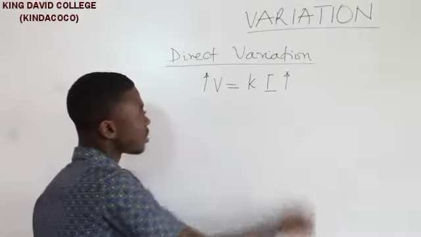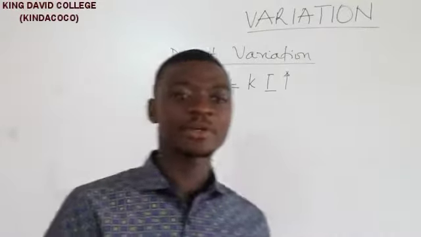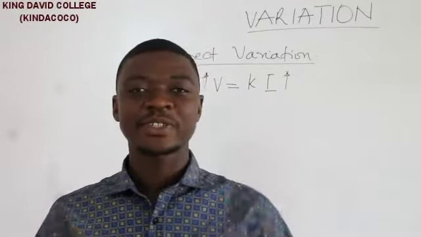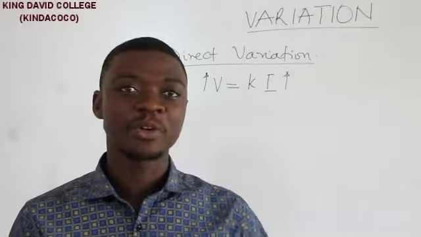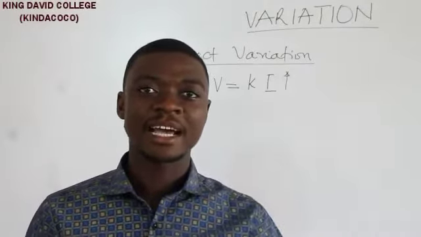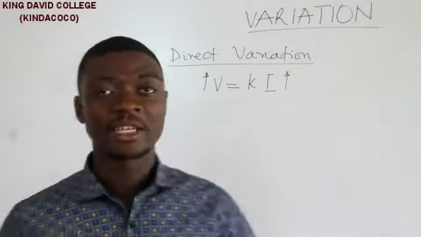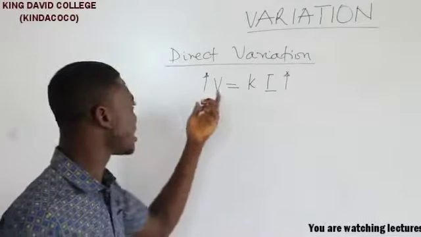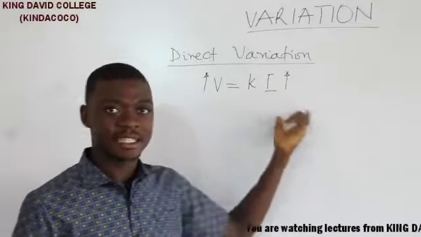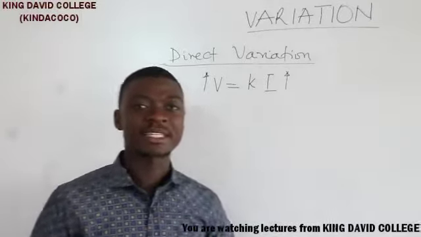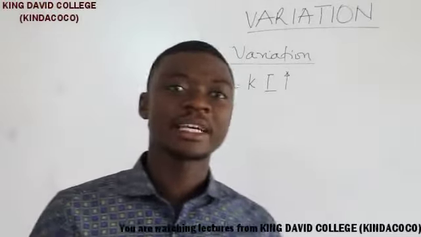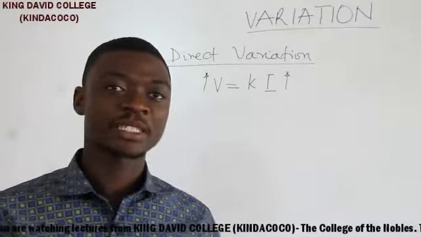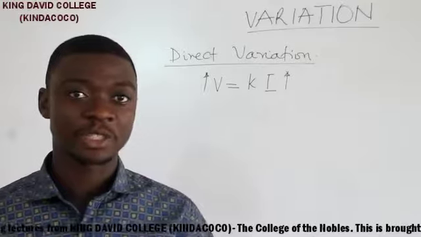Now that we know this, in every variation question they will first of all give you two inputs, both the I and the V. They will give you the values for them. They will tell you that when V is this, I is this. That particular statement helps you to get the constant of proportionality.